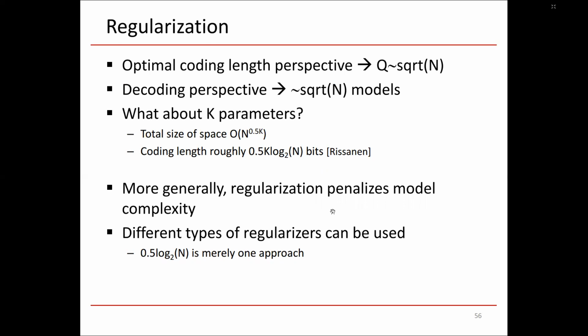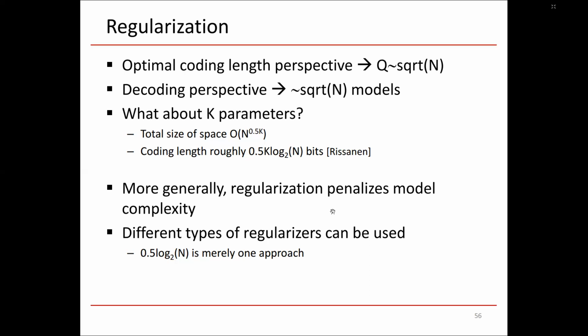And that's one parameter. What about k parameters? So the total size of the parameter space, we're going to have square root of n per parameter with k of these. So it'll be something like n to the power of half k. And the coding length required is roughly half k log of n bits. This is a result by Rissanen in 1984.